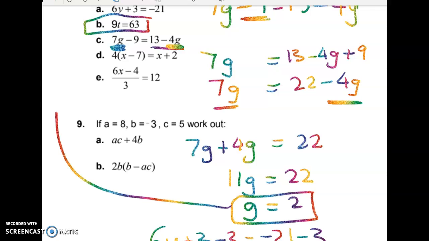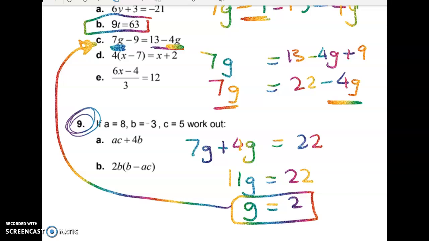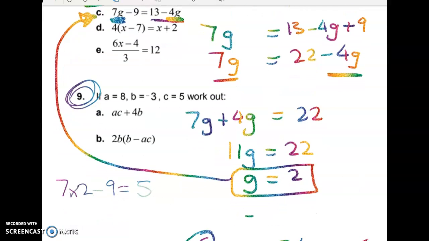And if I want to, I can check that back in here, substituting in to make sure that it works. So let's just do that now and see how that goes, because that's actually really good practice for this question down here. So 7 times 2 take away 9 is equal to 5. That's on the left hand side. What about on the right hand side? Well, 13 minus 4 2's is equal to 13 take away 8, which equals 5. So it works. Okay, so g equals 2 is my solution there.